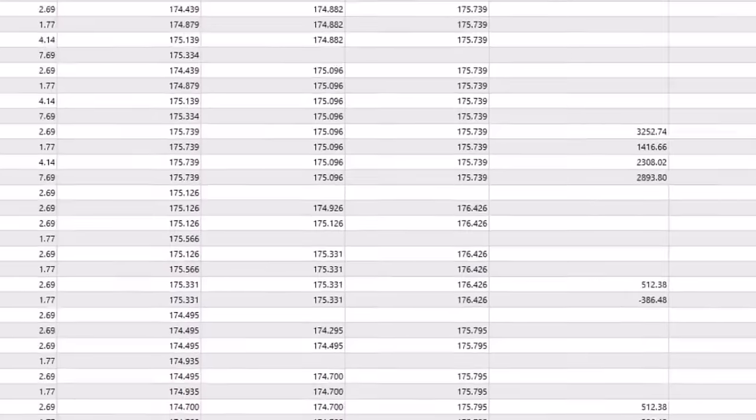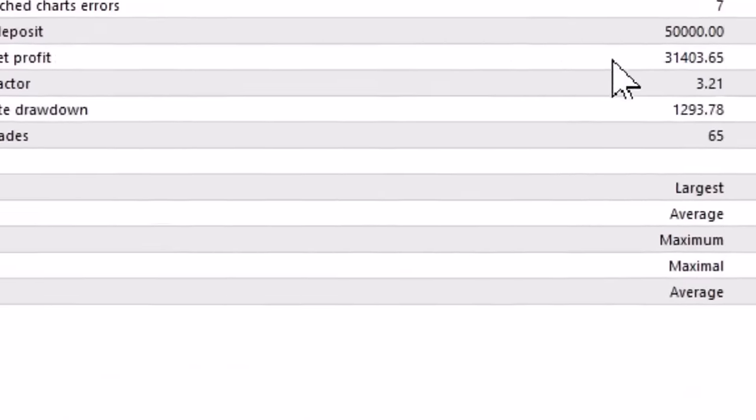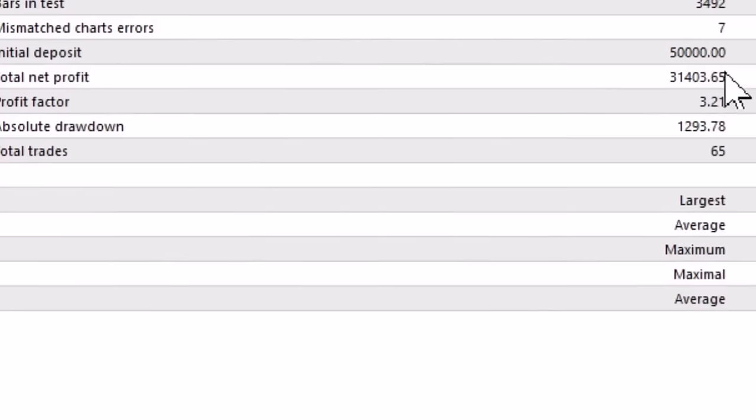And if you have a look at the report, you'll see that 31,000 was made. Remember that although the account balance was 50,000, we only risked 10,000 for this particular exercise. So we actually increased our 10,000 to 40,000 this particular period.